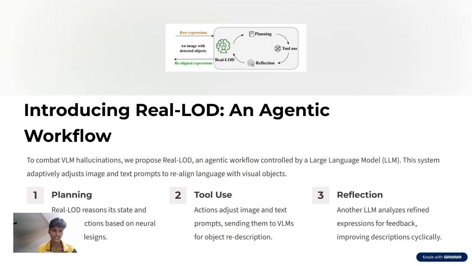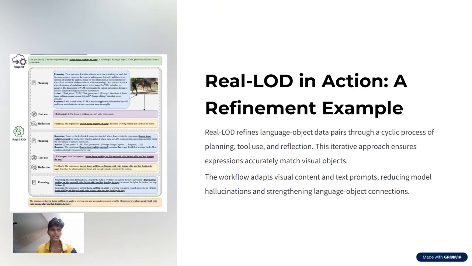In short, this workflow takes rough descriptions and an image, processes them through a reasoning cycle of planning, tools and reflection, three steps, and outputs polished, accurate descriptions that match the detected objects. Now we complete our workflow. If we go to an example, if we see a horse, we give the expression like the horse is standing on dirt or sand. It processes the three steps, planning, tool use, and reflection, and gives us output like the horse is standing on the dirt. This is a refined example.